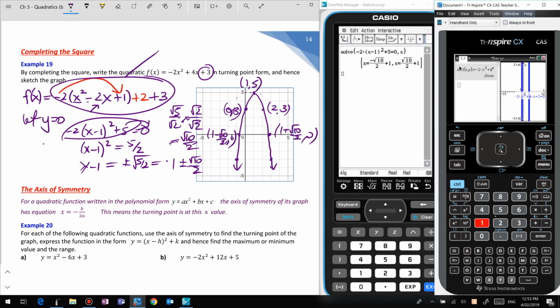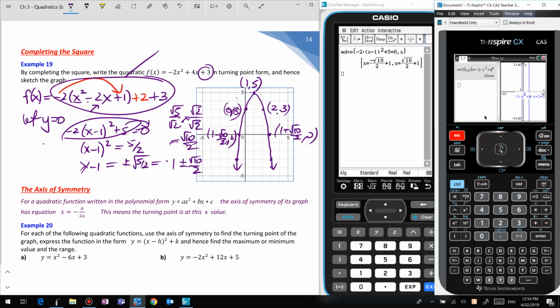Oh, what just happened then? Escape. Menu. I don't want that graph. Let's see, view. No, we don't want any of that. Graph. I don't know how I put that there. Okay, go back, escape, escape.